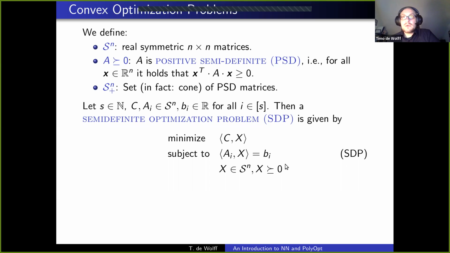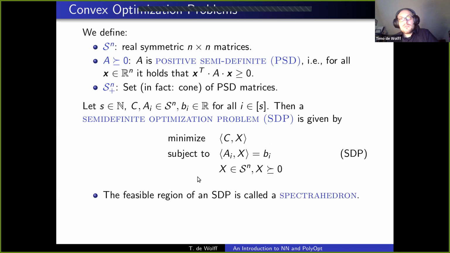But the difference happens down here with this additional condition. On top of these conditions, I'm requesting that my matrix X, which contains my variables, is a positive semi-definite matrix. And that is now changing something. This problem is more general. The feasible region of such a problem is called a spectrahedron. You might have heard the term. If not, just take it as a generalization of a polyhedron. Every polyhedron is also a spectrahedron, but not vice versa.